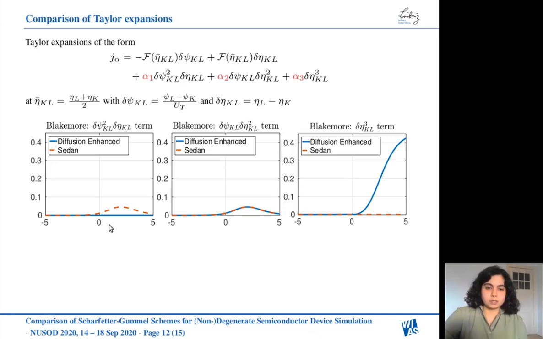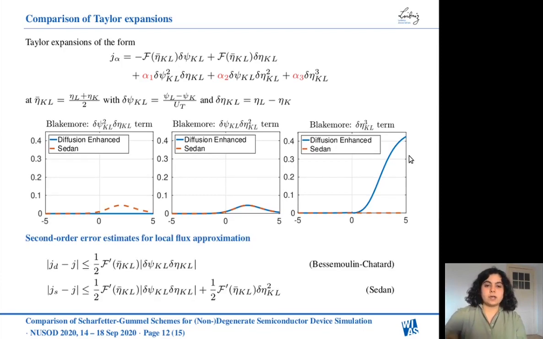Contrarily, for large positive arguments, we see that the error corresponding to the diffusion enhanced scheme here in blue increases for a greater order of the perturbation in the argument of the statistics, whereas the error corresponding to the Zidane scheme nearly vanishes. And this gives rise to think that in case of a vanishing electrical field, the Zidane flux approximation holds more advantages. Nonetheless, these figures show that none of the modified schemes is third-order accurate, and hence second-order error estimates for the local flux approximations were derived.